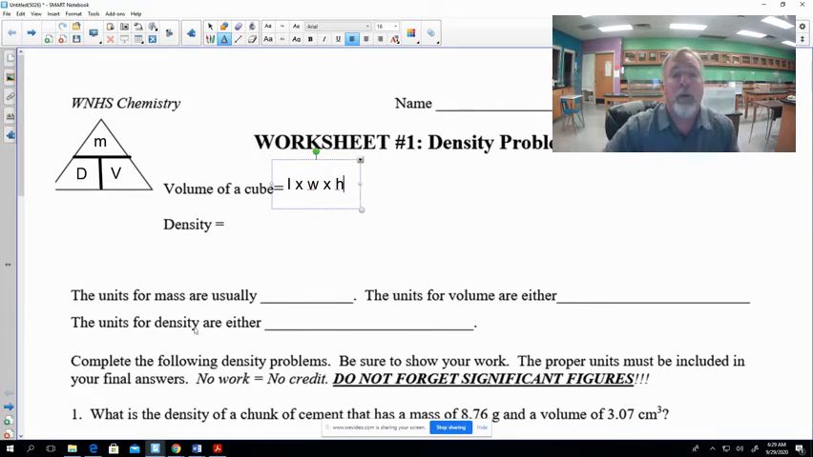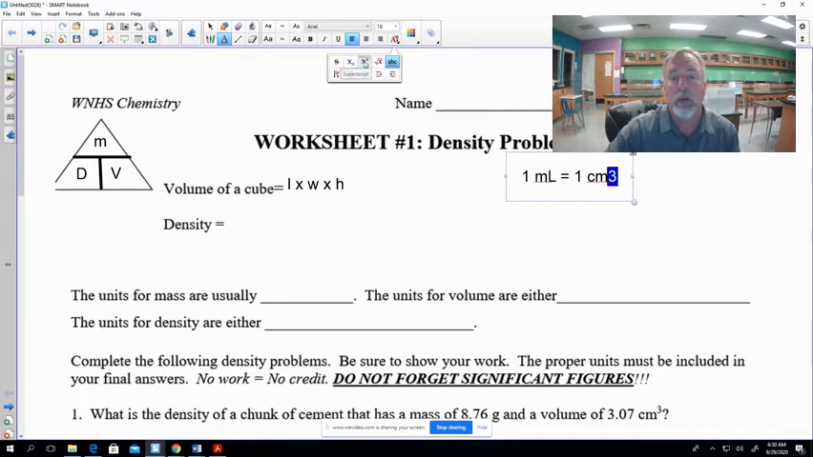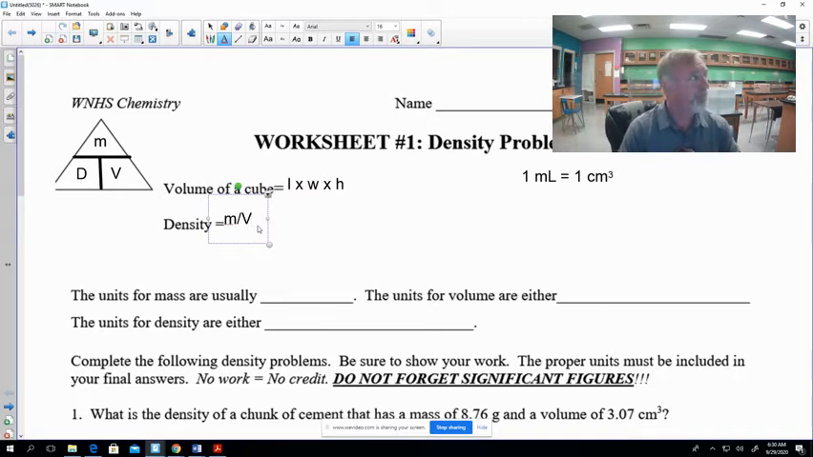All right, I also want you to remember over here that we made a definition yesterday. 1 milliliter is the same thing as 1 centimeter cubed. So when we go between the units of centimeter cubed and the units of milliliters, 1 milliliter is the same thing as 1 centimeter cubed. And finally, let's go to density. We can read it right off of our triangle here. If I cover up the D, what does it tell you? It tells you that density is equal to mass divided by volume.